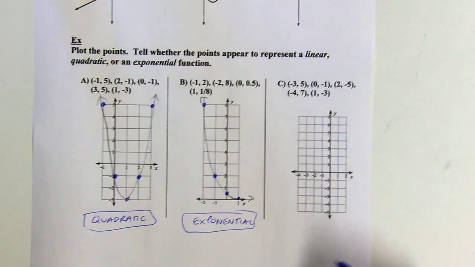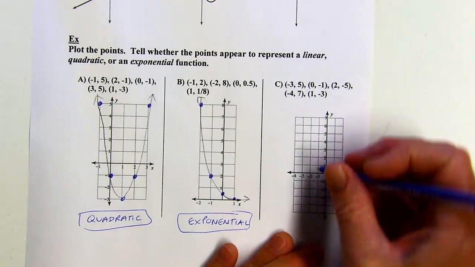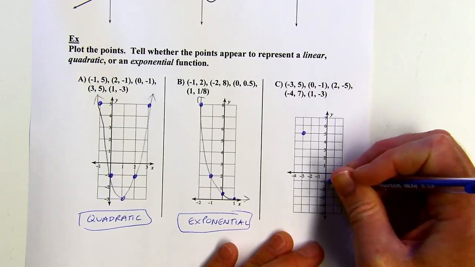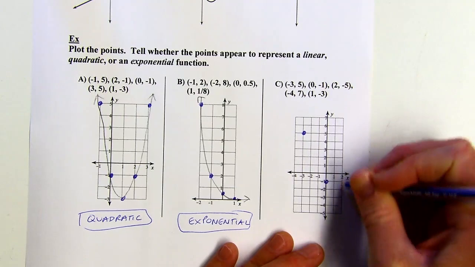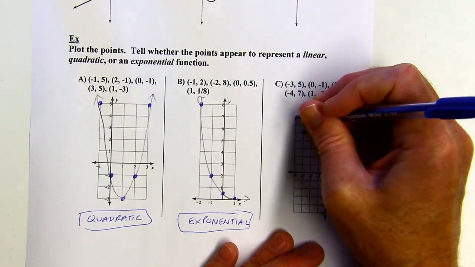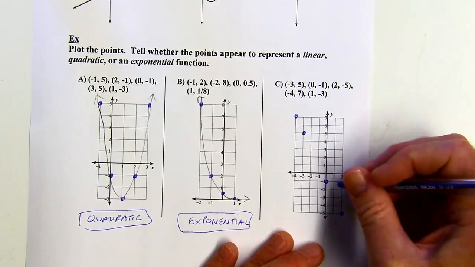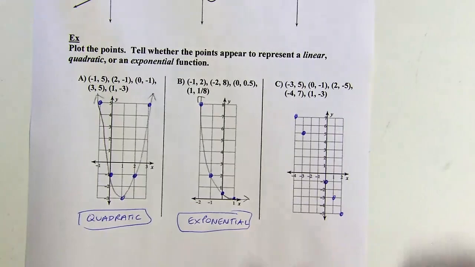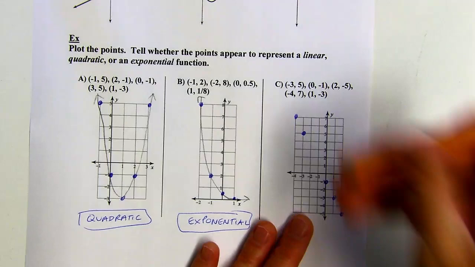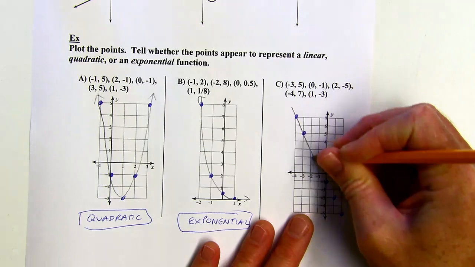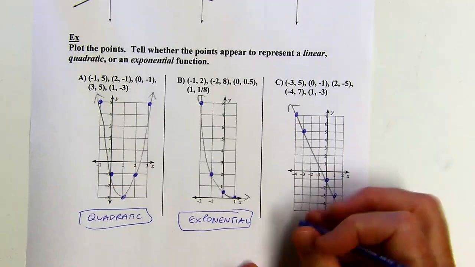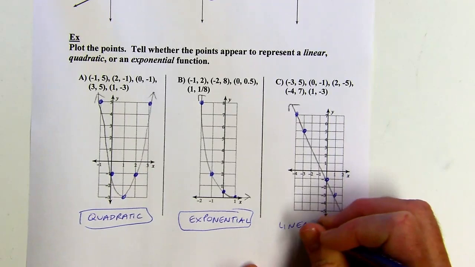And then let's try another here. -3, 5 is up here. 0, -1. 2, -5, -4, 7 is in that top corner, and then 1, -3. Well, that doesn't look like it curves at all. It looks like a straight line would fit nicely through those, right? So those appear to fit a linear function.